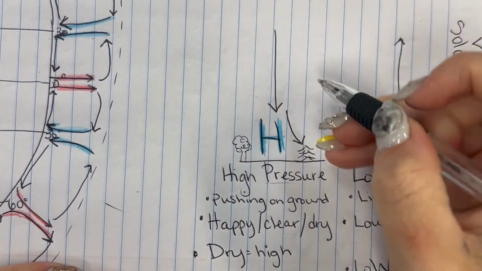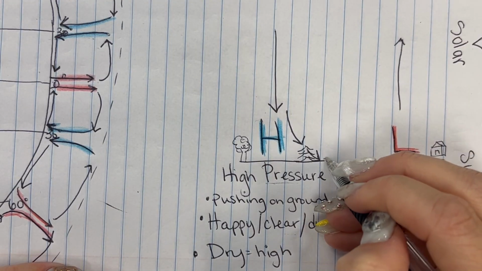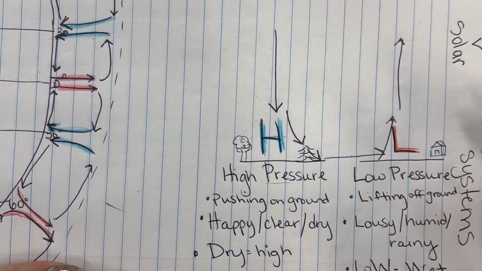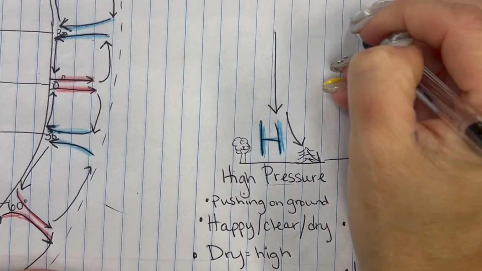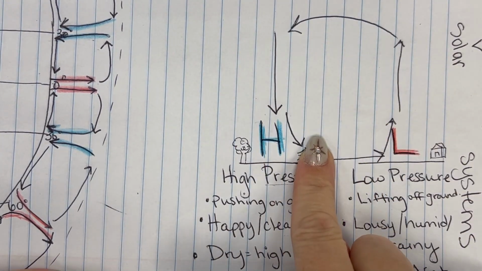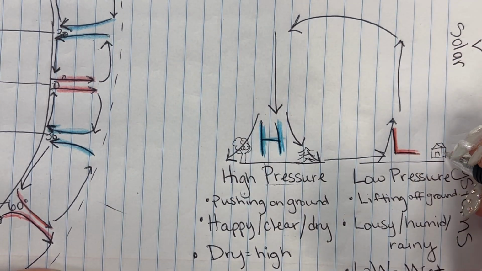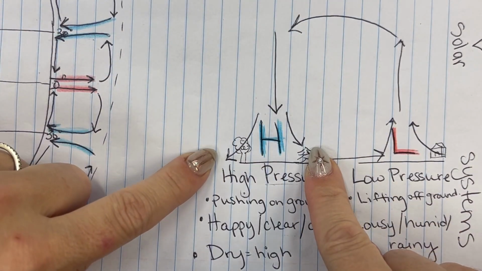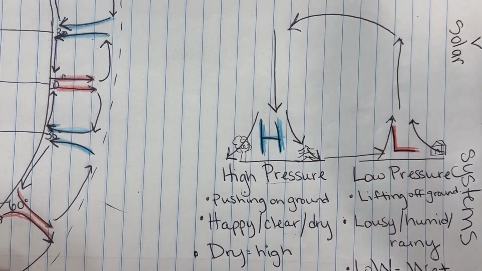So we have high pressure pressing against the surface. It hits the surface, it moves across the surface, and then it starts to lift back up. And this air will start to cool. Boom. See that? Oh my gosh, it looks like convection. It's because it is. You're so smart. High pressure sinking, pushing against the earth. Low pressure lifting up off the earth.